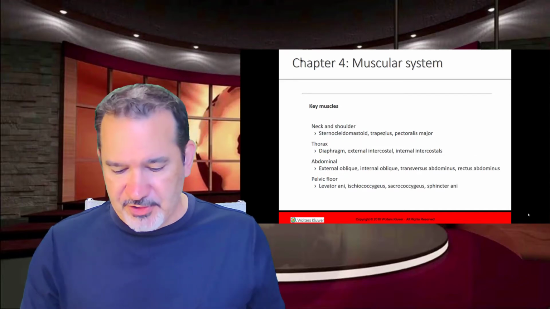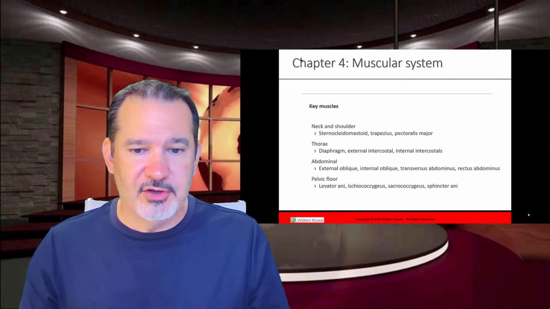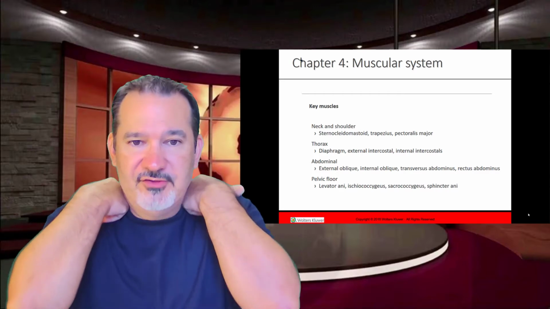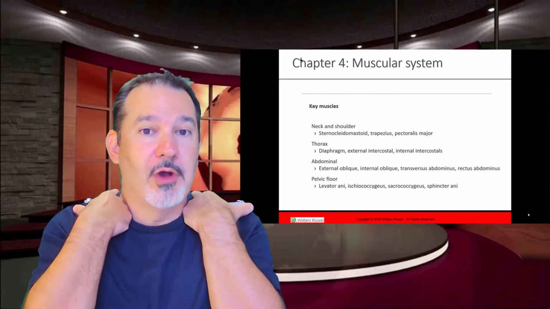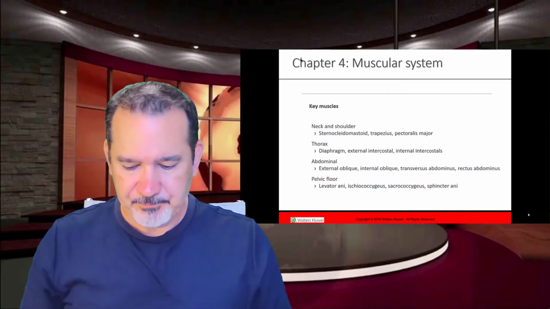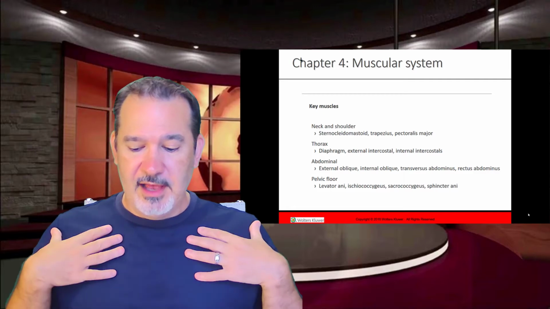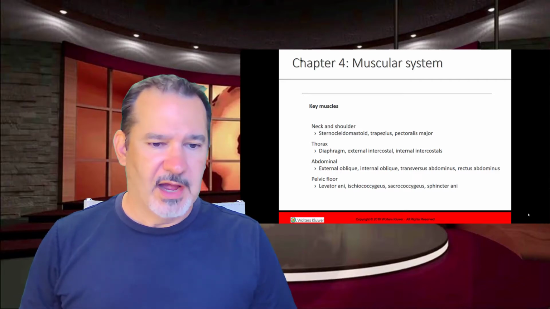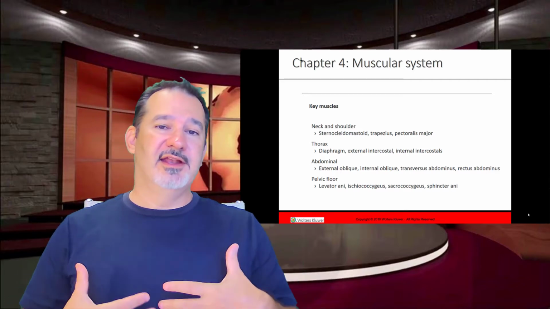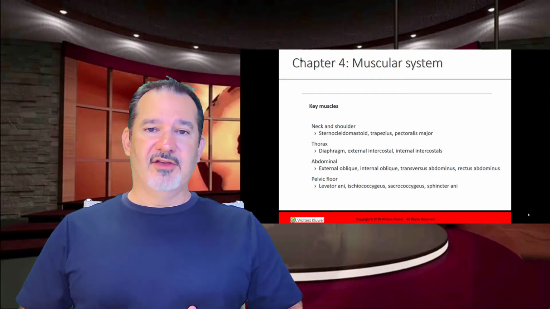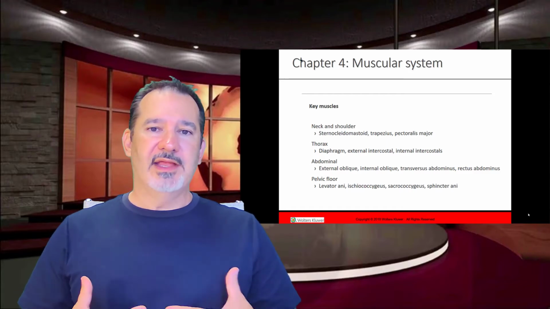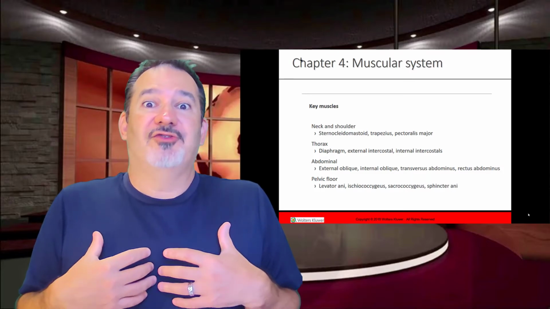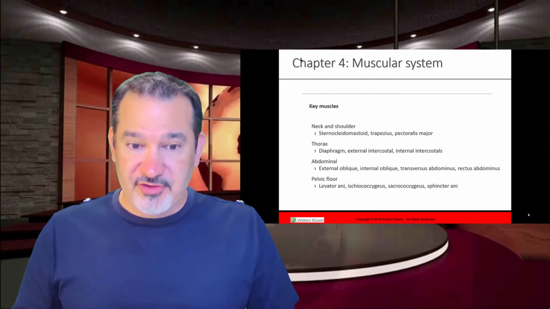Key muscles in the neck and shoulders. The trapezius on the back of the neck helps to raise and lower the shoulders, so that's kind of your shrugging muscle. The pectoralis major helps to flex and move the upper arm. In the thorax, the diaphragm is a muscle that's very important in aiding us to breathe and get oxygen in our lungs, to inspirate and expirate. So the diaphragm is for inspiration and expiration.